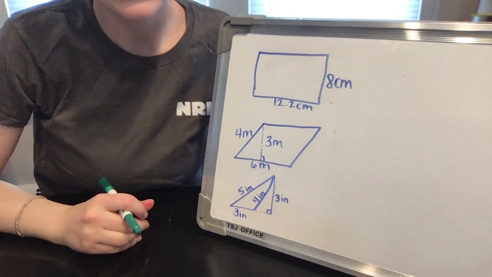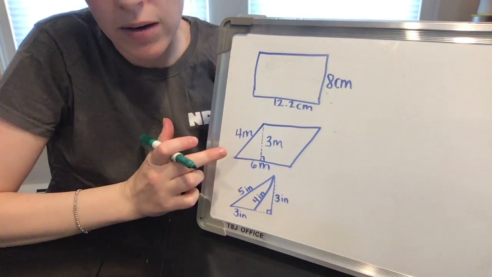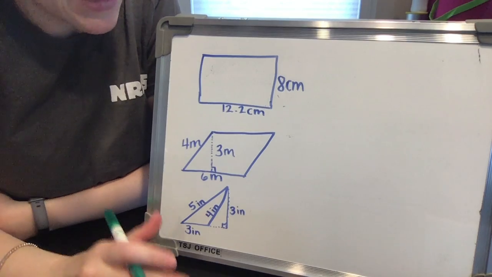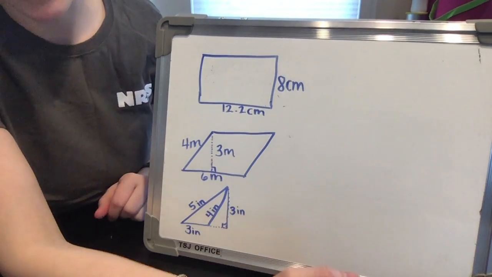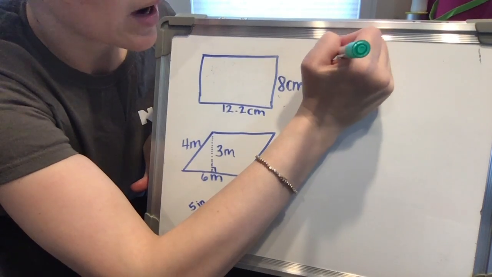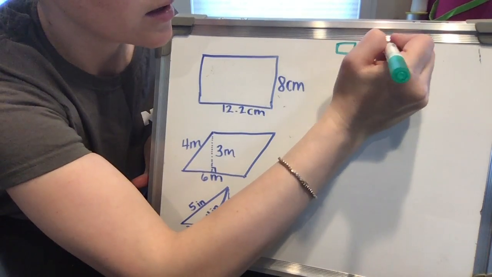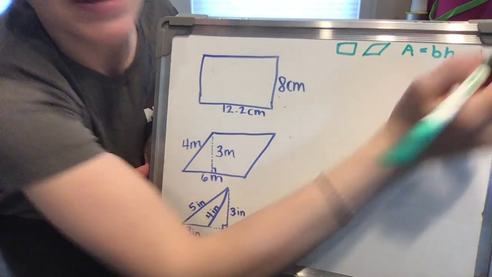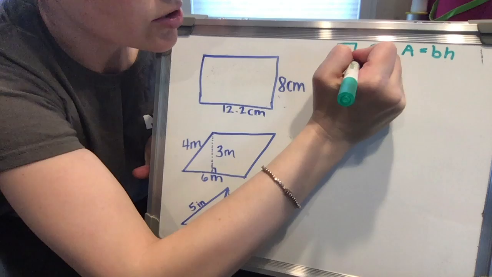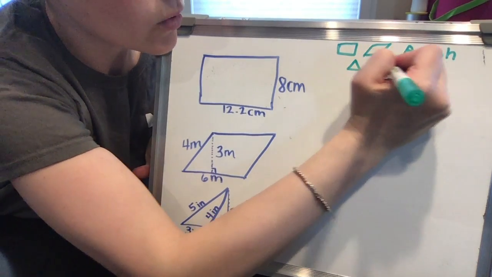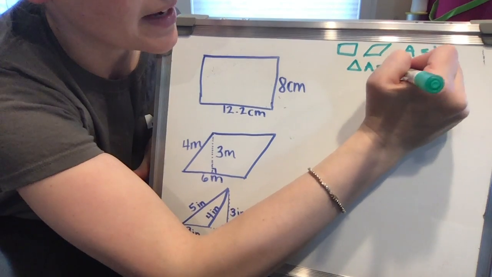Now we're going to practice on a rectangle, another parallelogram, and a triangle. Before I dive into these problems, I like to always remind myself of my formulas, so I jot them down, and I'm just going to show them with pictures. So I'm going to draw a quick rectangle, a parallelogram, and I'm going to write area equals base times height. Next, I'm going to draw a triangle. Any type of triangle will do. Area equals 1/2 base times height.